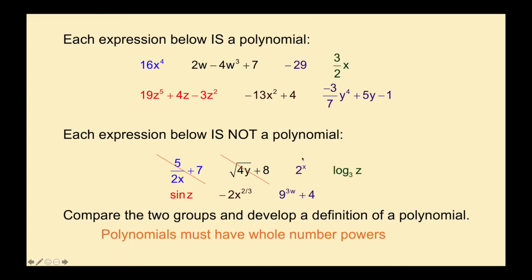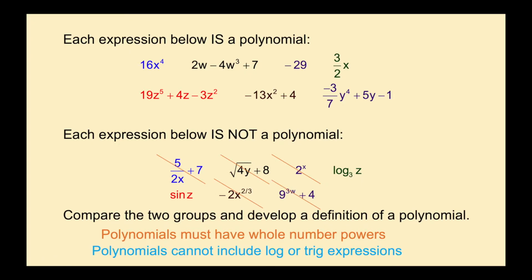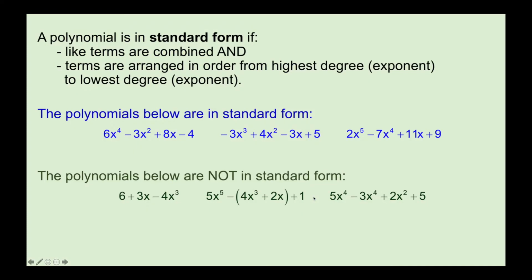Here I have a variable as the power, so that would be an issue. And then down here, again, I've got that fractional exponent, so that's not a whole number. And then finally, again, since I have a variable in the exponent, that's not considered a whole number power. And then the other rule is that we're not going to include log or trig expressions when we're talking about polynomials. So that's going to eliminate those last two options.